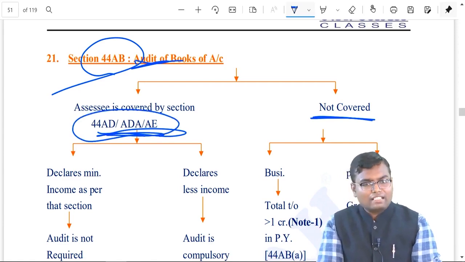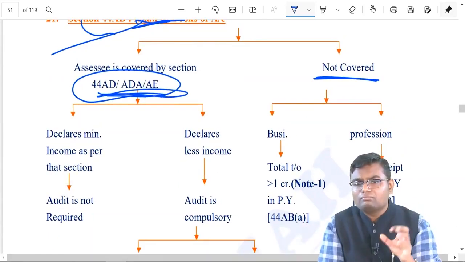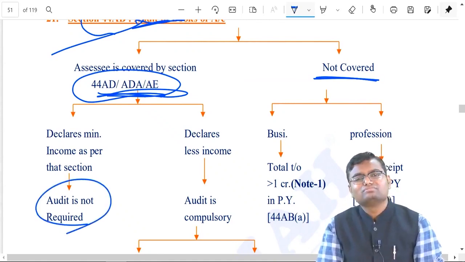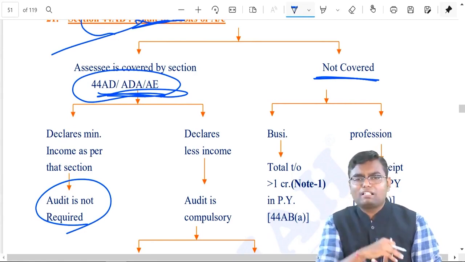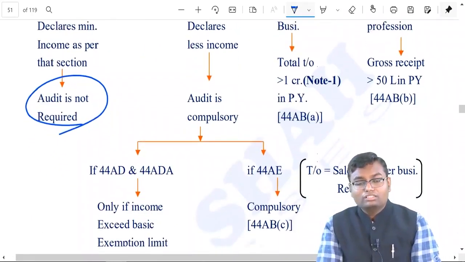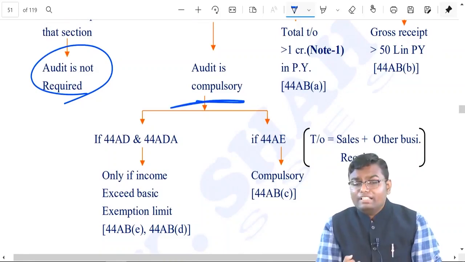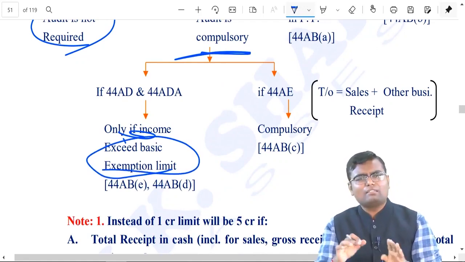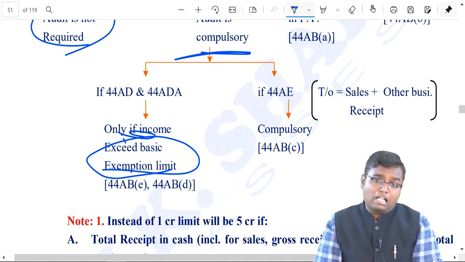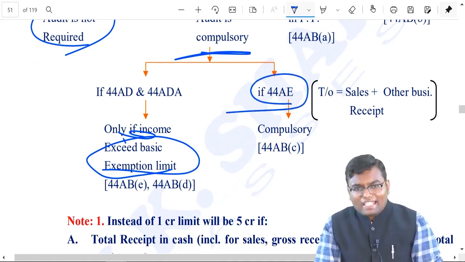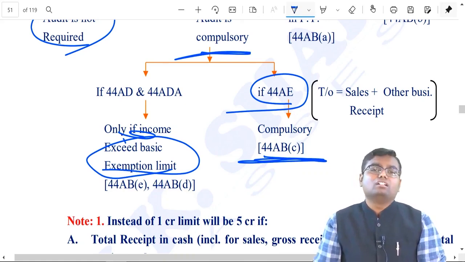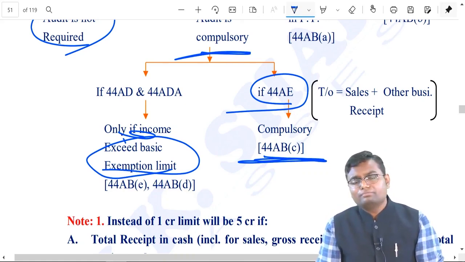If you are covered under these 3 sections, then you see whether you are declaring the minimum income as laid down in those sections. If yes, audit is not required. If you are declaring lower income than the percentage declared in those 3 sections, then audit is compulsory, but only if your total income is more than the basic exemption limit. If it is less than the basic exemption limit, no audit is required. But if you fall under 44AE and you are declaring lower income than the minimum required, compulsory audit will be applicable even though your total income is less than the basic exemption limit. Still audit will be applicable.